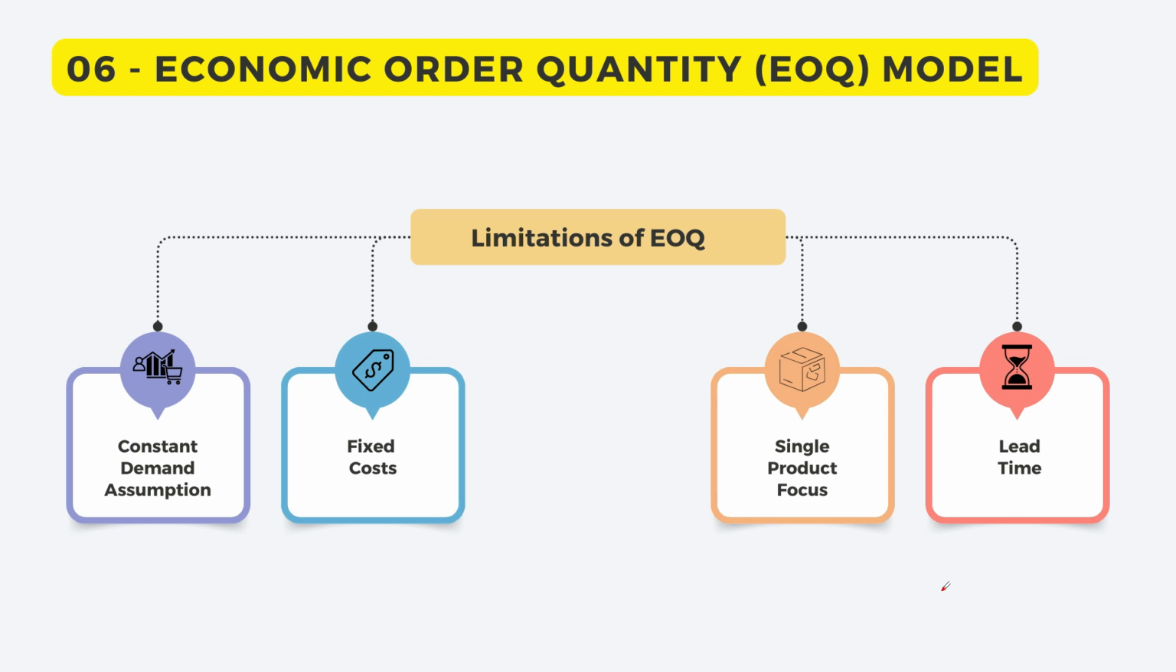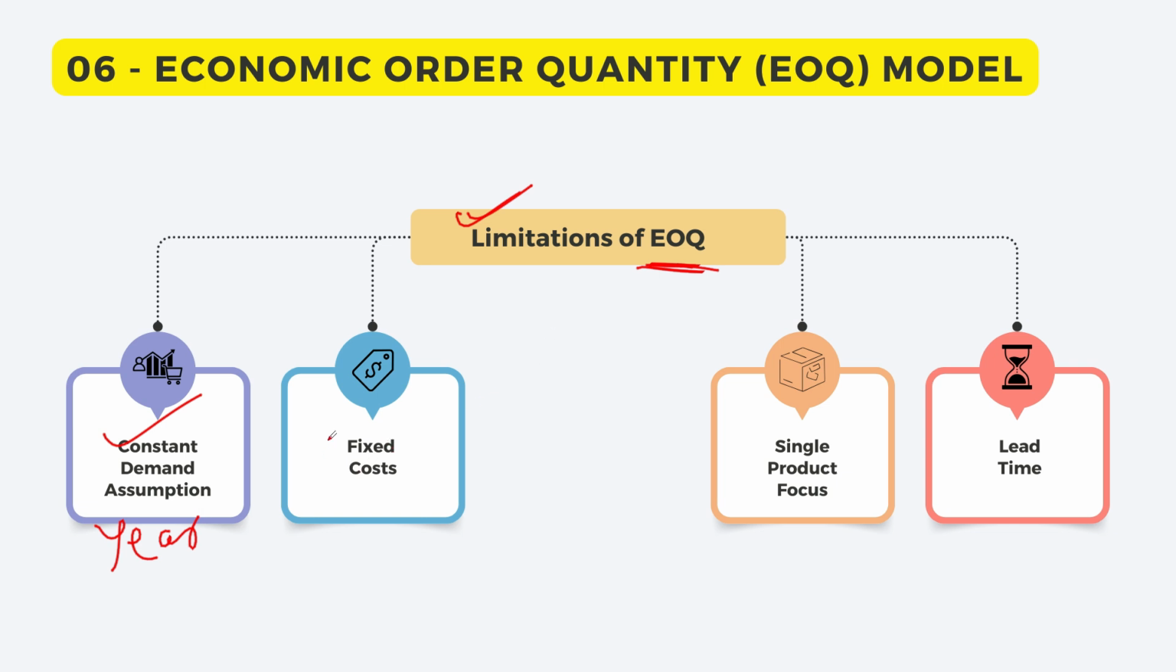There are certain limitations also to the EOQ model. See, it's not possible to always have benefits of any model, of any particular process. There are demerits also. So let's discuss certain limitations of the EOQ model. The very first limitation is the constant demand assumption. EOQ assumes that demand is constant throughout the year, which may not be realistic in dynamic markets. Even in a single week, demand can change, or even in a single day.